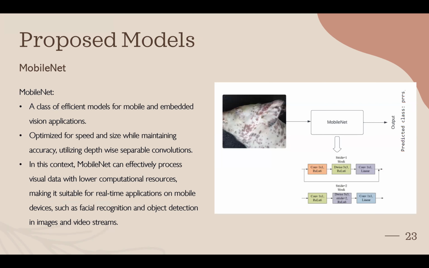Next slide, please. The last model is MobileNet, a class of efficient models for mobile and embedded vision applications, optimized for speed and size while maintaining accuracy, utilizing depth-wise separable convolution. In this context, MobileNet can effectively process visual data with lower computational resources, making it suitable for real-time applications on mobile devices such as facial recognition and object detection. Next slide, please.